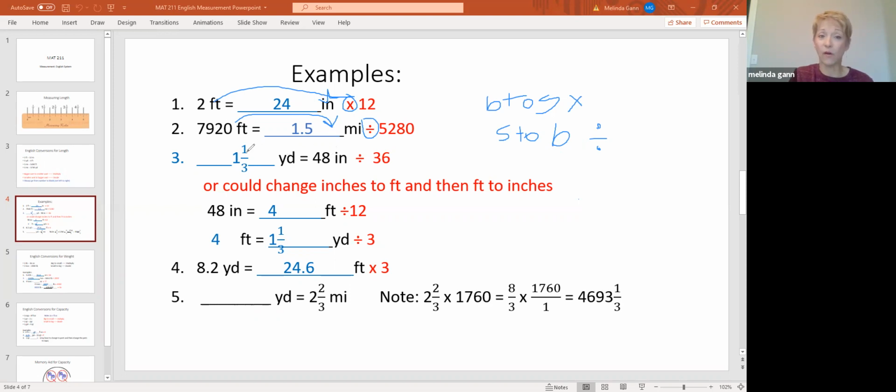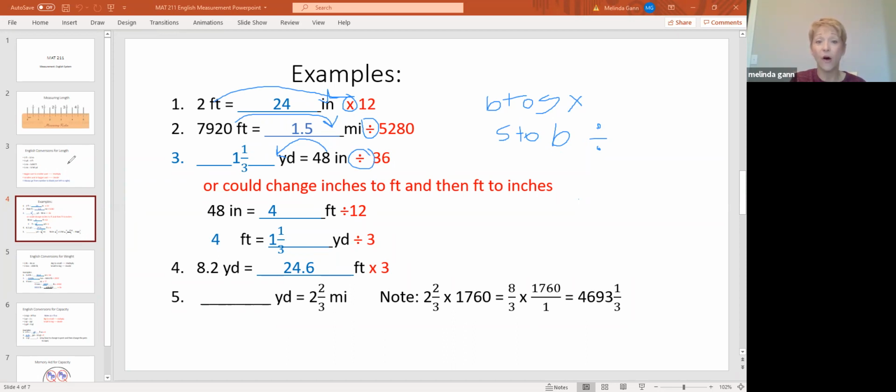Okay. Now look at this one. You don't go left to right. My number's over here, my blank's over there. So I'm going from my number to my blank. So I'm not going yards to inches, I'm going inches to yards. So small to big or big to small? Do you see I'm going from small to big? And small to big, I divide. And I've got to know how many inches are in a yard.